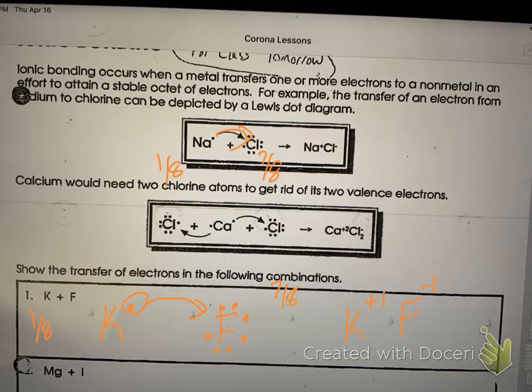Now, if I give away an electron and somebody takes an electron, nobody's making anything with that. So they're going to cancel each other out. The positive one and the negative one cancel each other out, so we don't have to do anything. So the final formula is going to be KF.